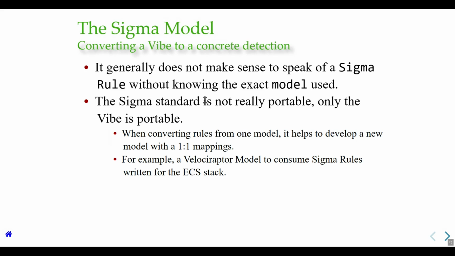If you just take a random Sigma rule that's written for a particular platform, you can't just expect to run it on another platform without carefully making sure that the two models are compatible, that the model where it was written is the same or similar to the model it is intended for. So for example, if you're going to use Sigma rules that are written for Elastic Stack and you're just going to feed them into Velociraptor, you better make sure that the Velociraptor model is more or less compatible with the ECS Stack model so that we can consume those rules properly.